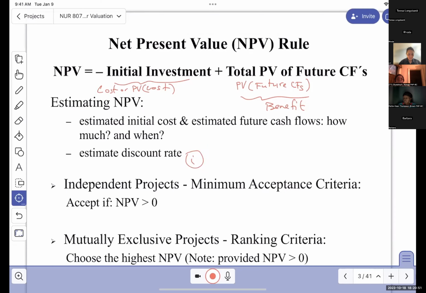So how do we use the NPV? We just did it. This is a review. We're going to accept the project if the NPV is greater than 0, if we're just evaluating the project on its own merit, or independent project analysis. Otherwise, if we have to compare 2 projects, we just rank them and pick the one with the higher NPV. Everything okay so far?